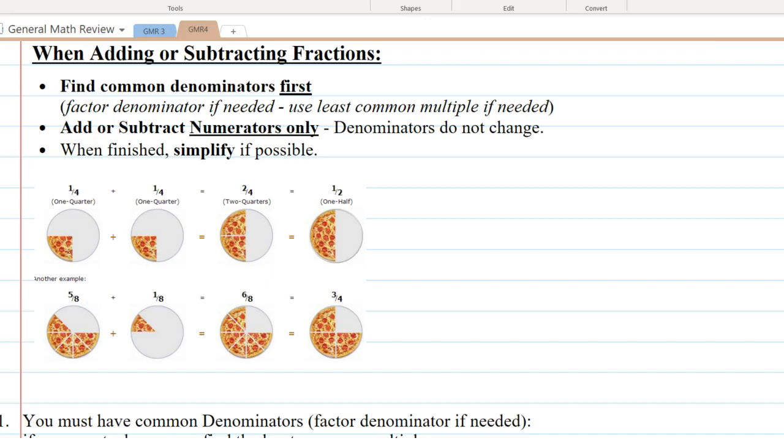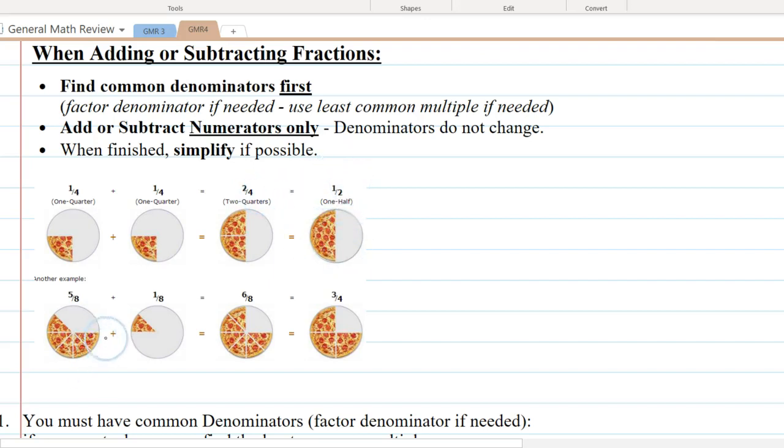So let's look at the pizza again. If you have 1/4 of a pizza and you have 1/4 of a pizza, that means you have 2 quarters. So 2 over 4. Now, if you look closely, I can see that 2 over 4 can be reduced, like we were just doing, and that means you have half of a pizza.